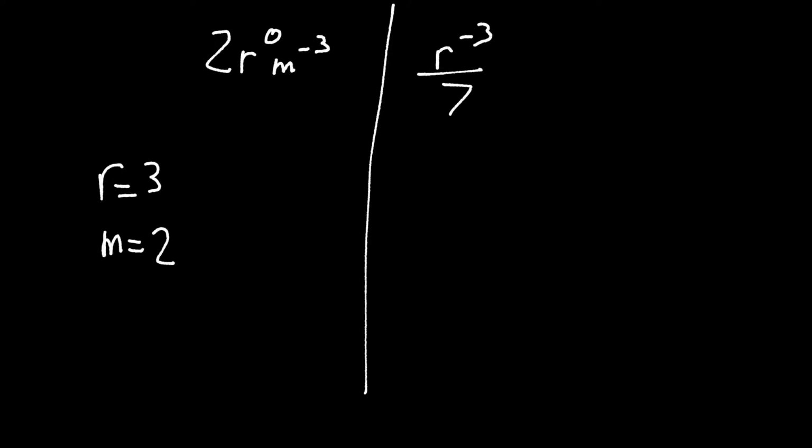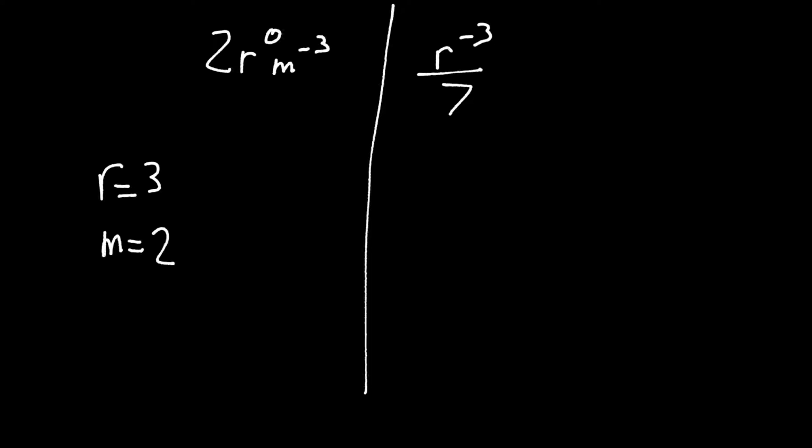Alright, here are our last two examples. We've got 2r to the 0, m to the negative 3 for our first one. And over here we have r to the negative 3 over 7. Feel free to pause the video, try these on your own, and give them a chance.